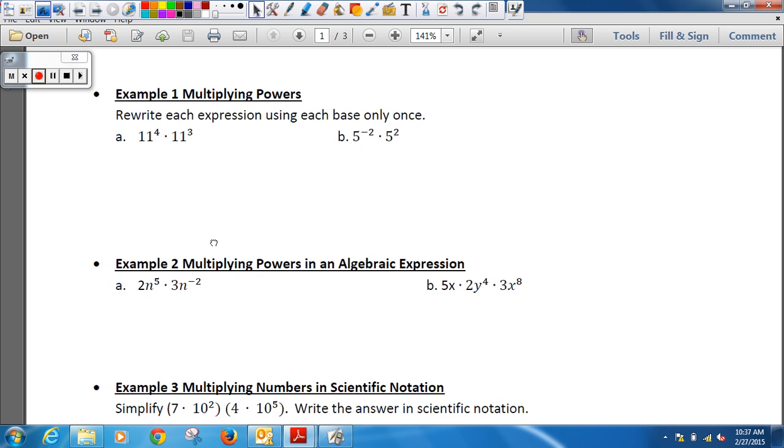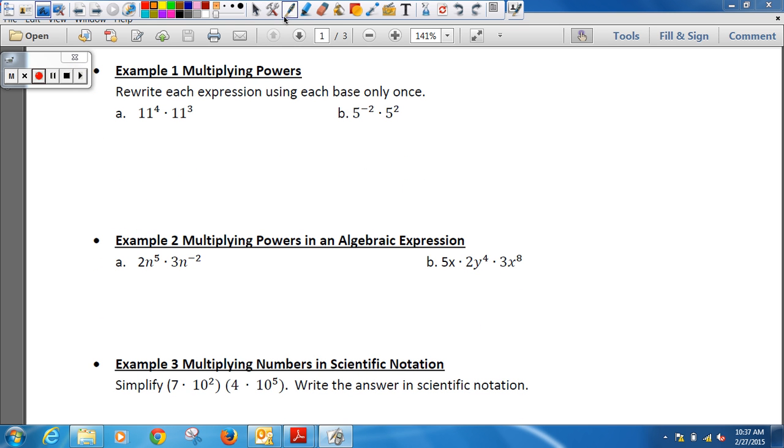So example number 1 is multiplying powers. It says rewrite each expression using each base only once. Basically the rule here is whatever's the same is the part you keep. So if I look here, the base of 11 is what they have in common. So I'm going to keep the base of 11. Since it's times, you actually add the exponents. So 4 plus 3 is 7. So my answer is 11 to the 7th.